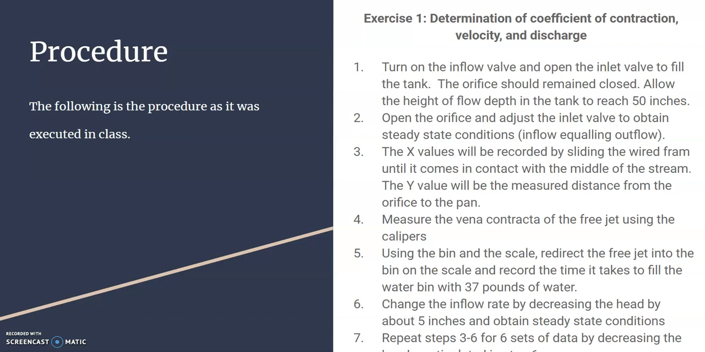X measurements will be taken on the pan below the free jet flow and can be recorded by sliding the wired frame until it comes in contact with the middle of the stream. The Y value is the measured distance from the orifice to the pan. We will then measure the vena contracta using the calipers. Step 5, we will use the bin and the scale and redirect the free jet into the bin on the scale to record the time it takes to fill the bin with 37 pounds of water.